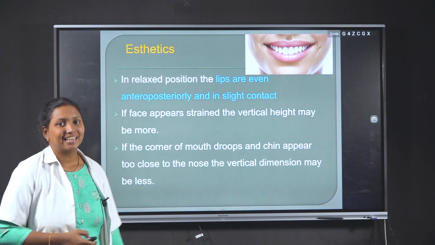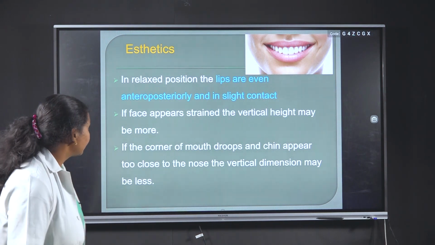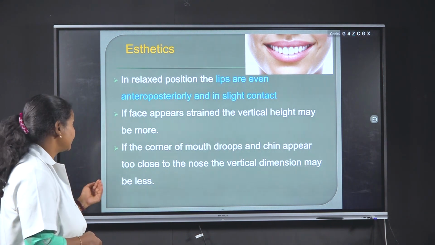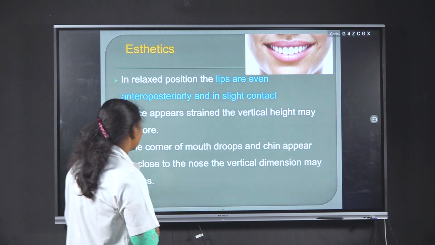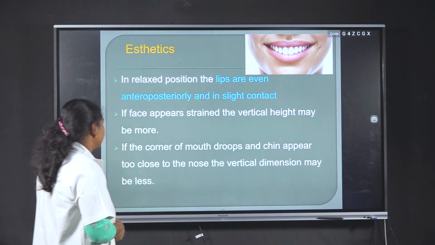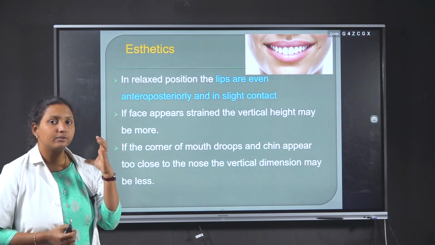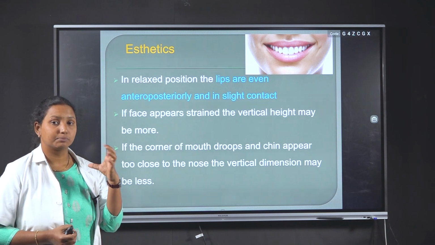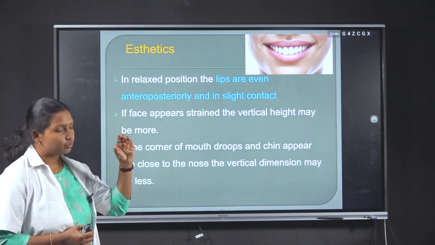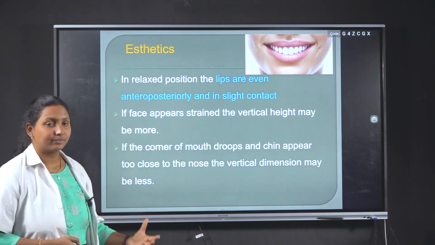Aesthetics. As you can see, vertical dimension. When the patient is in relaxed position, the lips are even anteroposteriorly and should be in slight contact. If the face appears strained, then your vertical dimension is more, and you have to reduce that. If the face appears too closed, then your vertical dimension is less, and you need to increase that vertical dimension.